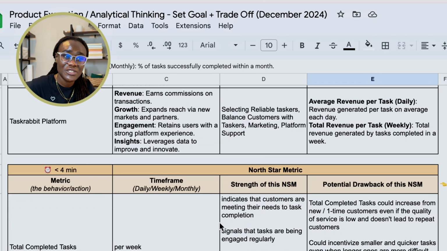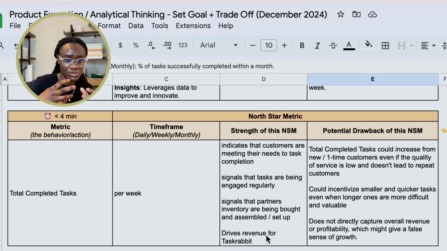For the North Star metric, I've identified as the total completed tasks. We're going to be looking at that within a weekly time frame. And how we do this is to look at how does this indicate a positive metric for each of the ecosystem players. That's what we're looking at as the strength of the North Star metric. Total completed tasks indicates that customers are meeting their needs of task completion. It also signals that taskers are being engaged regularly, because hey, if tasks are being completed, then it must be the taskers that are completing the task.